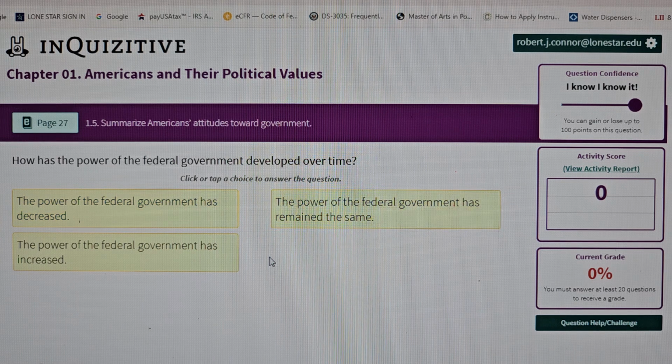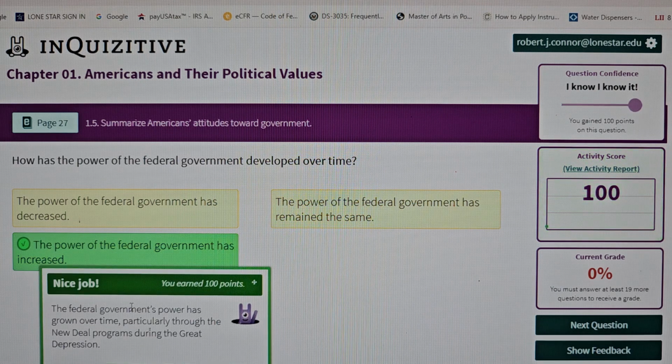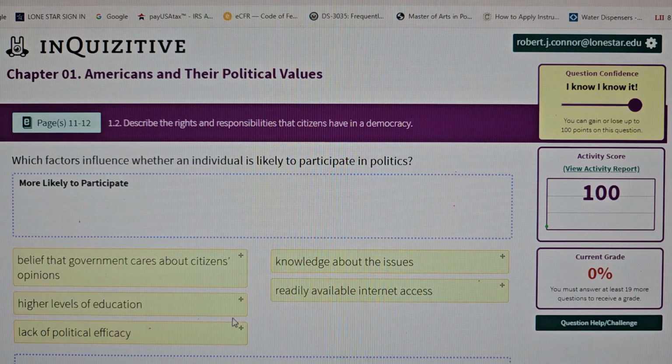And so this is the correct answer here. The power of the federal government has increased over the years. So that's the correct answer. And nice job. And you go to the next question. They tell you why that answer is the correct answer. Then you go to the next question.